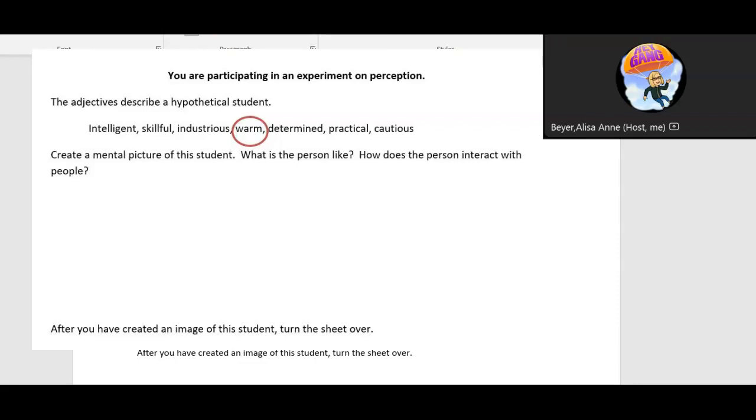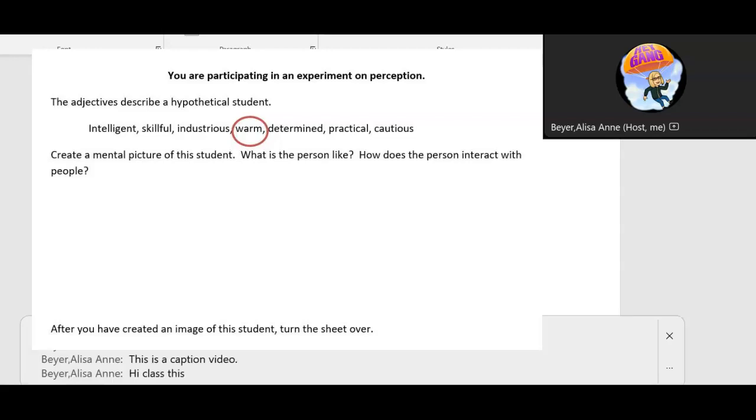Hi class, this is Dr. Bear. I am with you about the experiment you participated in. So this experiment is great because it connects with our topic of personality.